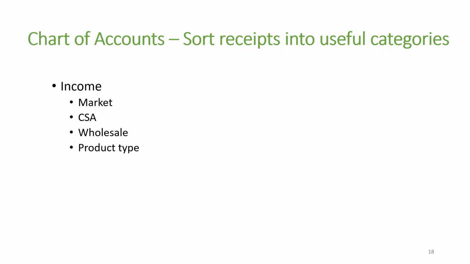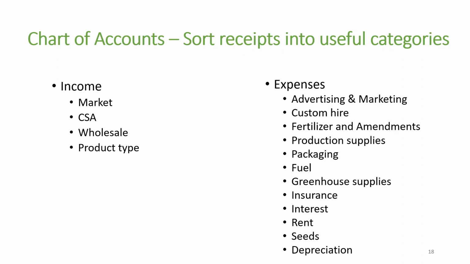But think ahead to what you might want to compare next year so that you set up this year's profit and loss statement as best that you can. The same thing is true on the expenses side. You want to gather up all of those receipts and see what major categories would be useful for you to lump them together in. Some common ones are advertising and marketing or custom hire, fertilizer and amendments, production supplies, packaging, etc.